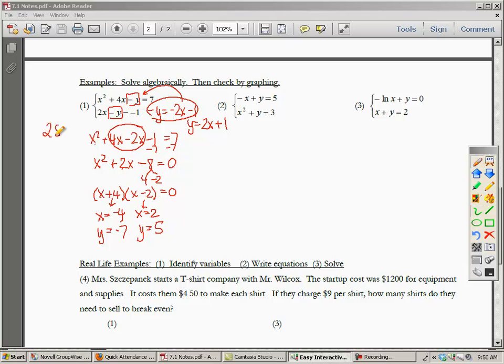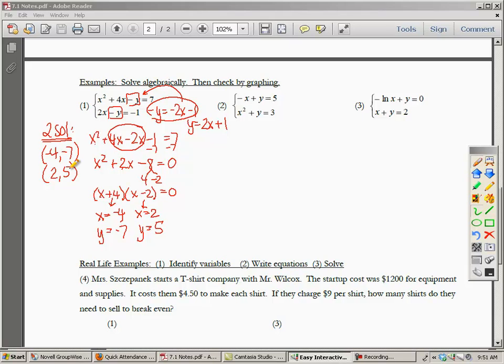Now, what this says to me then is I have two solutions. One solution is the point (-4, -7). The second solution is the point (2, 5). Now, how can that be that we have two solutions? Well, let's talk about the graph.